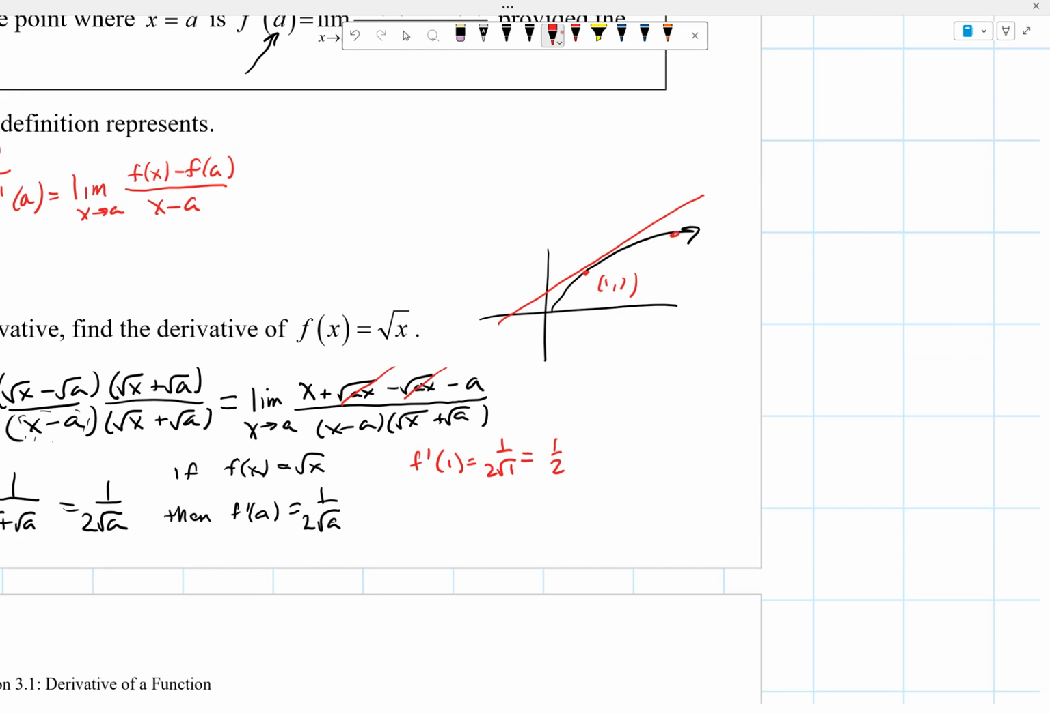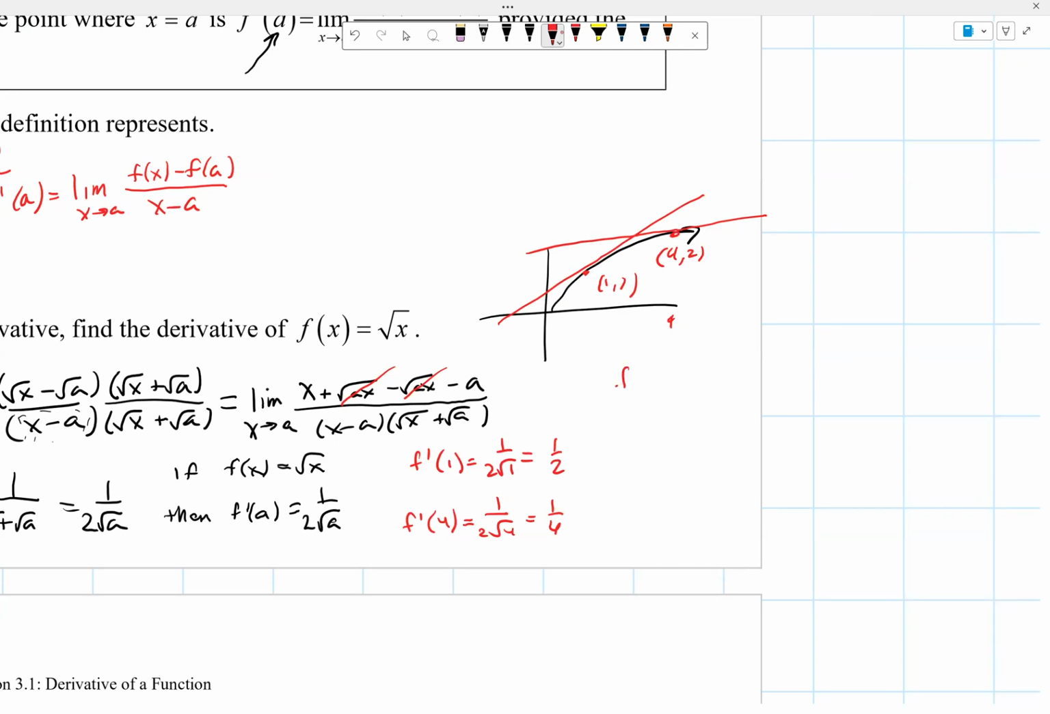What about over here? Let's say at 4. This is the point 4 comma 2. At 4, it's 1 over 2 times the square root of 4, which is 1/4. Well, certainly that slope did get less steep.